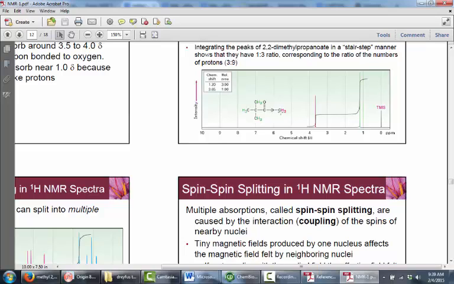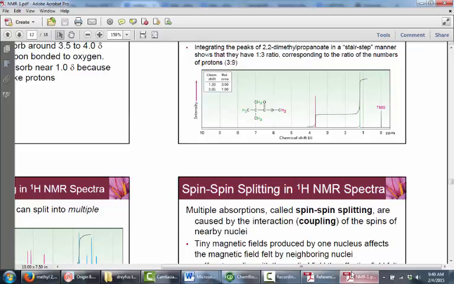So the CH3 that's directly bound to the oxygen, the protons from that signal are less shielded, and therefore show up at a higher ppm value than the protons that are involved in this T-butyl group. Those are more shielded. Those show up at a lower ppm value compared to the other protons in the molecule. The integration of this peak down here is 9 protons compared to this peak over here, where the integration corresponds to 3 protons.